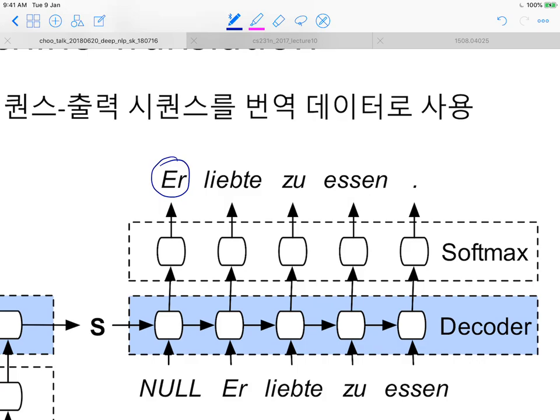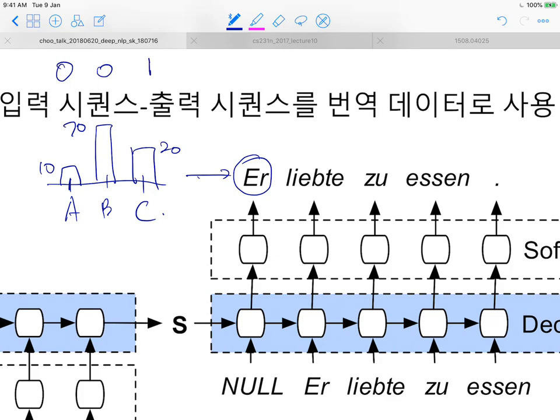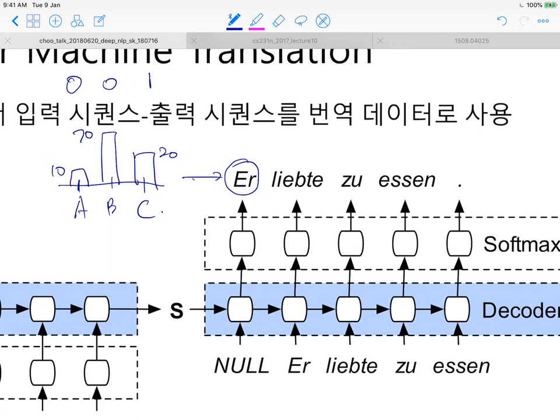During the training phase, we don't actually generate the explicit output. Suppose we have a dictionary with three distinct terms as our vocabulary: words A, B, and C, with maybe 10%, 70%, and 20%. Suppose this is our softmax output, and the ground truth is 001. Then we know how to apply this softmax loss, right? And so we pick the most probable word B as an output. That is a deterministic way of generating the output at this particular time step.